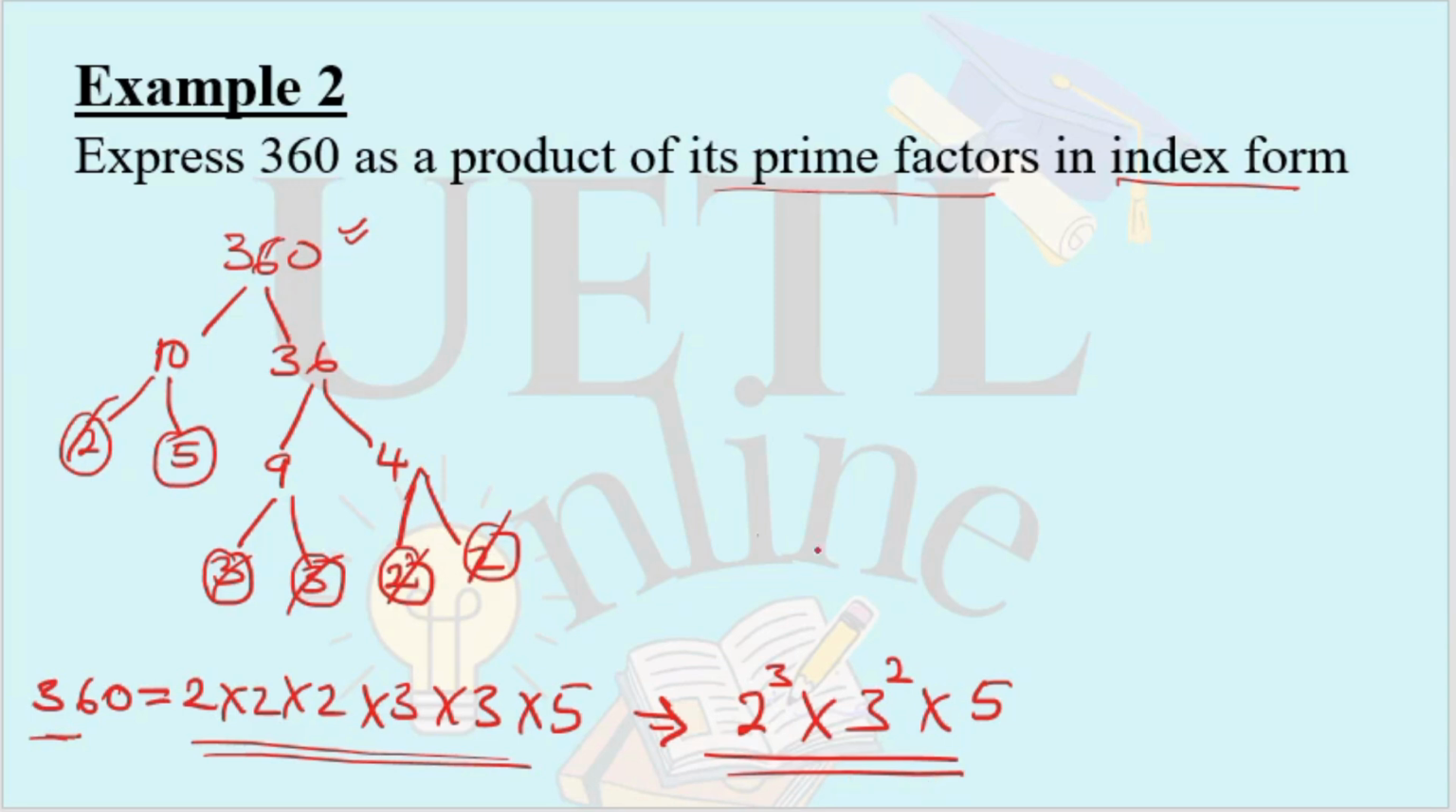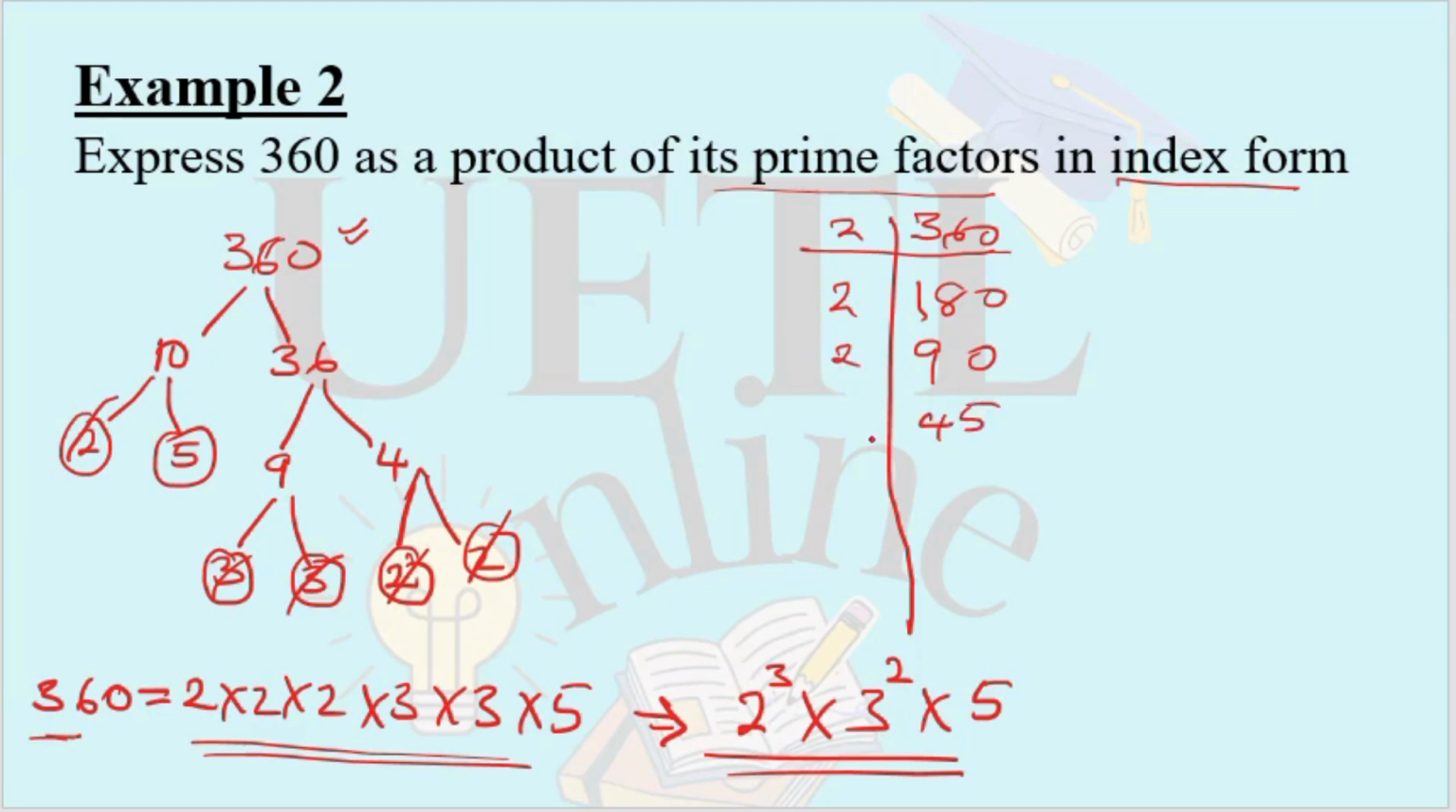Let's go to our next method, which is the prime factorization table. Using this table, we have to find the smallest prime number which is a factor of the number we have. Now we have 360. The smallest prime number here is 2. So 360 divided by 2 is 180. The smallest prime number here is still 2, so 180 divided by 2 is 90. The smallest prime number is still 2, so 90 divided by 2 is 45.